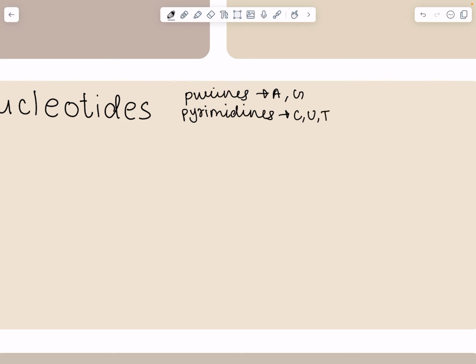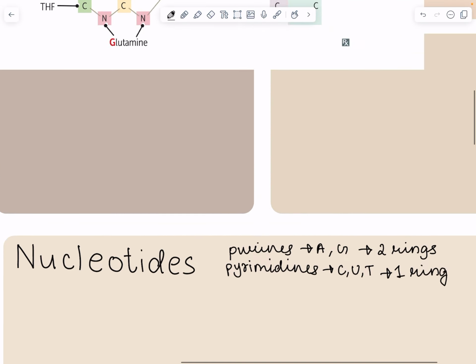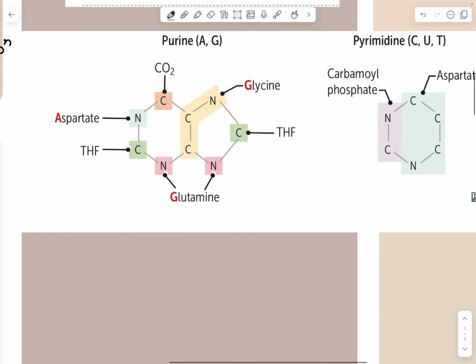These are pyrimidines. Sorry, these are not two carbon structures. These have two rings in them. Purines have two rings in them, and pyrimidine has one ring in its structure. So these are all the nitrogenous bases that are present, and we'll see their structure for a second. So this is a purine, adenine and guanine. This is their structure. We can see there are two rings.